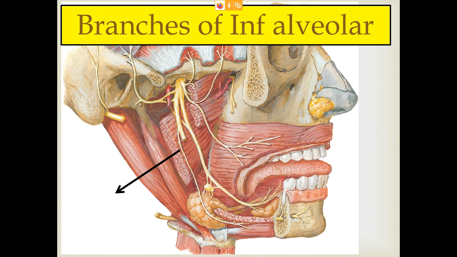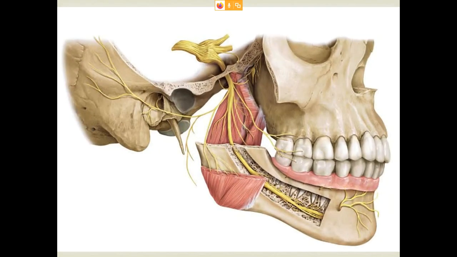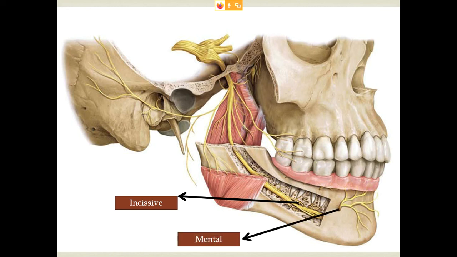Here you can identify the nerve to mylohyoid. Before it enters into the mandibular foramen, it gives a branch called the nerve to mylohyoid. Then it enters into the mandibular canal. In this image, you can identify clearly how it is entering into the mandibular canal, and it is going to divide into incisive and mental branches. The mental branch comes outside through the mental foramen and supplies the muscles attached to the external surface of the body of the mandible. And this is the mental branch.